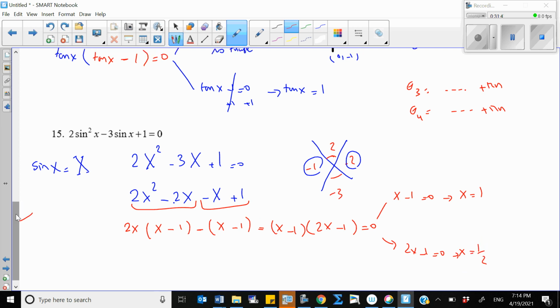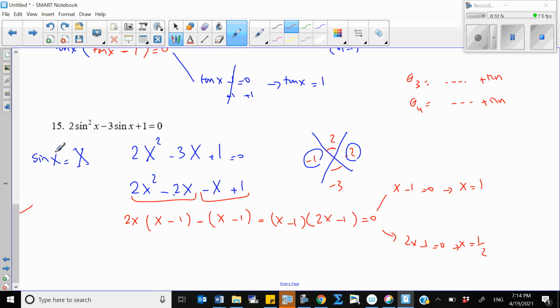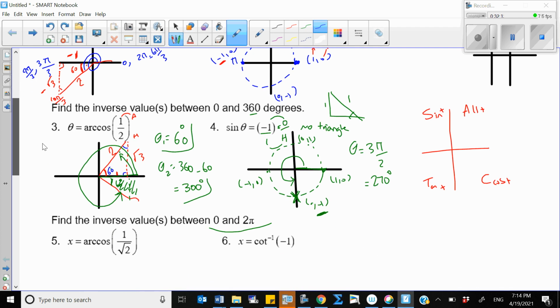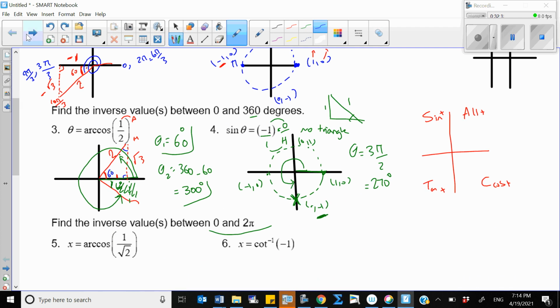But notice that our x was basically sine of x. We had replaced the x with sine of x. So now I'm going to replace them back. Instead of this x, I'm just going to write sine of x equal to 1. For this one, sine of x equal to 1 over 2. Then I can solve this using the same way that we did before here, like this one or this one, any of inverse values.